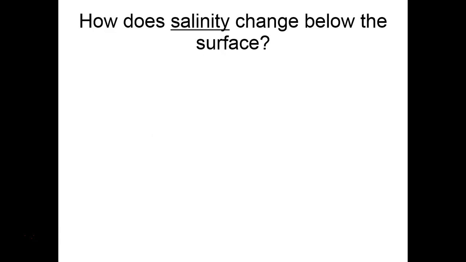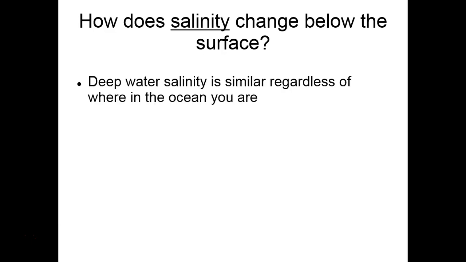But since that was just talking about the surface of the water, what about below the surface of the water? Okay, so let's start with salinity. How does salinity change below the surface of the water? Water that is deeper than the surface water is no longer in contact with the atmosphere. So the deep water salinity is basically going to be similar regardless of where you are in the ocean, because the deep water is always formed near the poles.